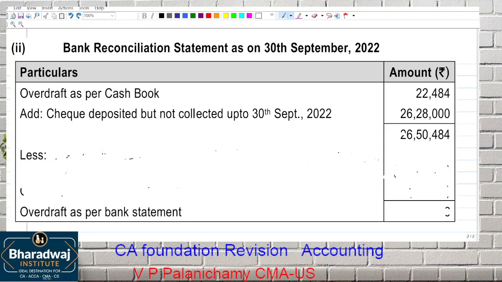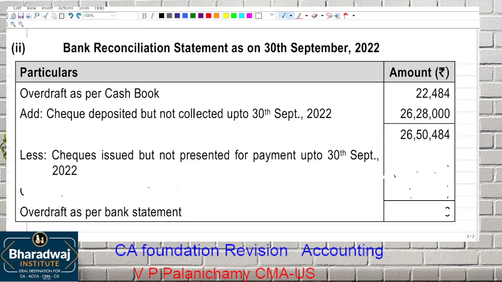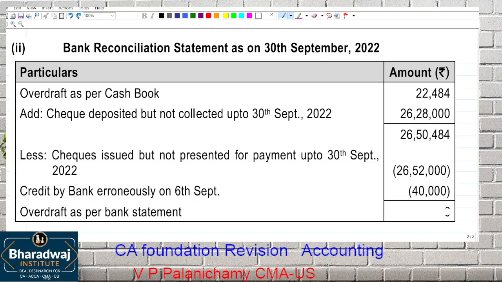Then checks issued but not presented for payment. Normally, when we issue a check, we have deducted. Bank has not deducted, so we would have added. It is a normal one. Since it is OD, what should we do? Do the opposite, minus. What error has the bank made? Credited means they have added in the passbook. We should also add it, but since OD is the starting point, minus 40,000. You will get OD as per bank statement.